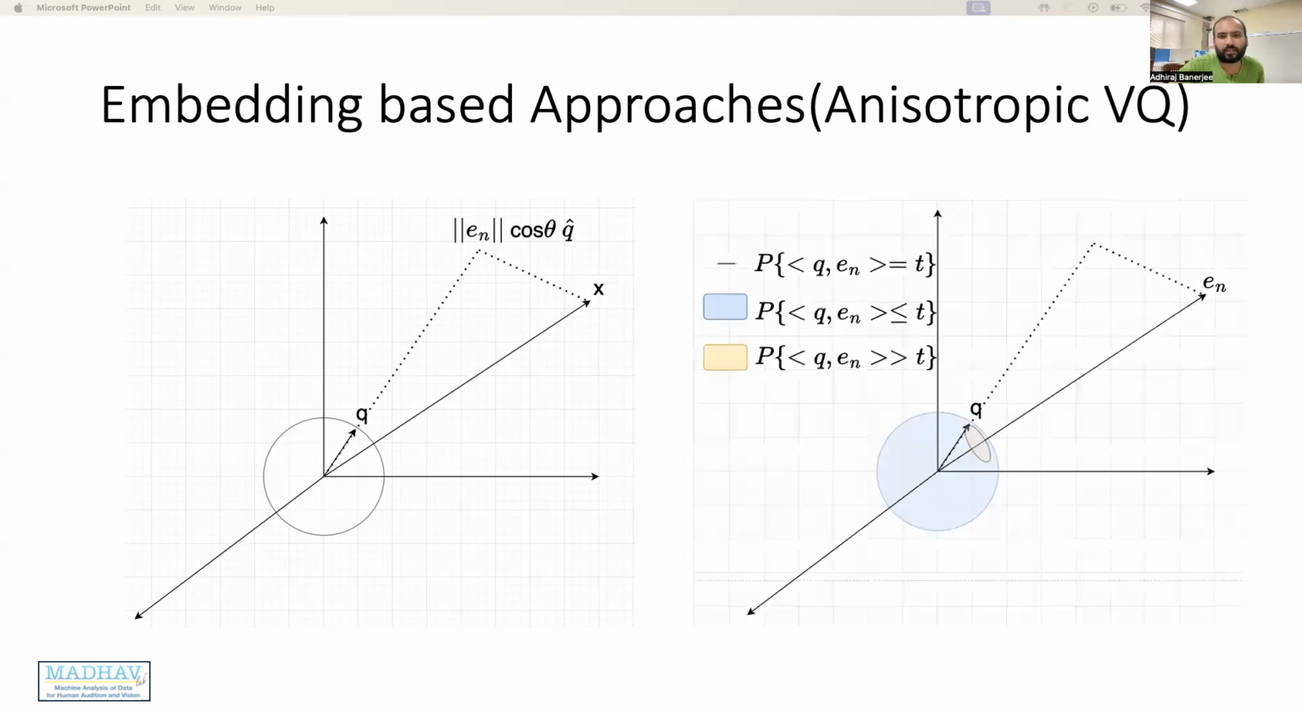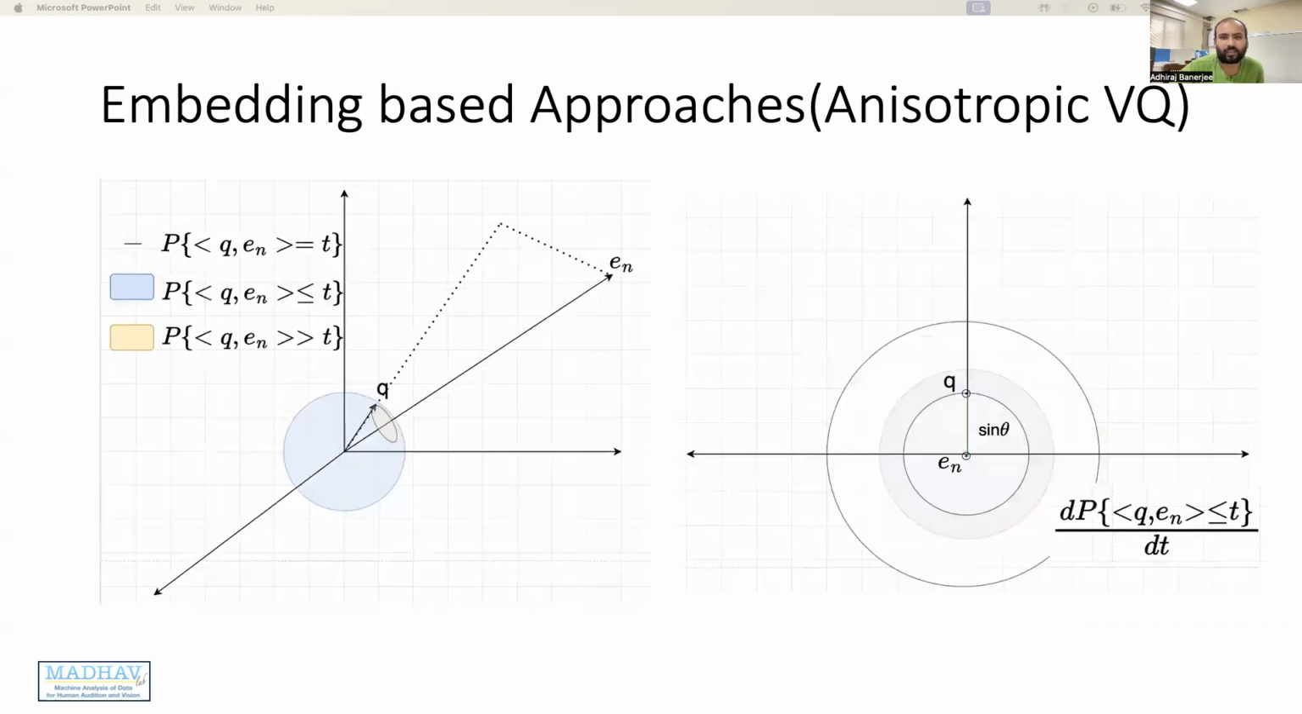Now if we rotate the query with EN as axis, we see that its circle gets stretched out on the surface of the unit sphere. This circle is the partition of all queries for which the inner product between query and EN is the same, that is T. The blue region on the surface of the unit sphere plus the aforementioned circle is then the partition of all queries for which the inner product is less than or equal to T. The yellow region excluding the circle is the partition of all queries for which the inner product is greater than T.